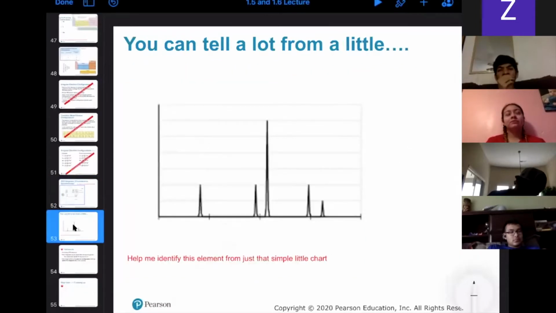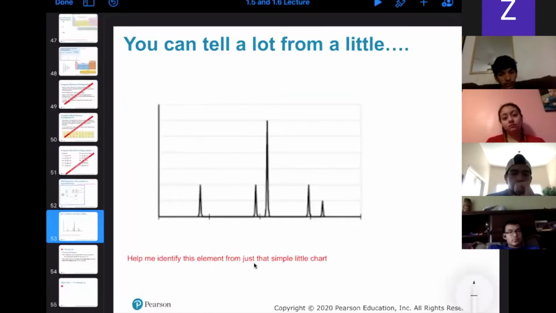So we're going to do this together. You guys pull up your little annotation tool and let's annotate this just like we did for our homework, and let's identify this element just from this simple little chart, okay? Do you want me to start? Malachi's starting.